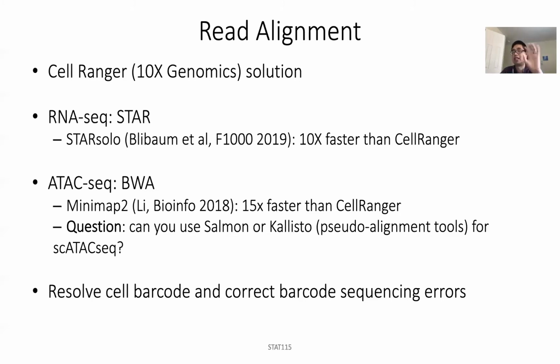Okay, this is another Zoom poll here. So the first question is, what are the challenges with this single-cell ATAC-seq count matrix? One is it's very sparse. Second is there's no UMI. Which one?